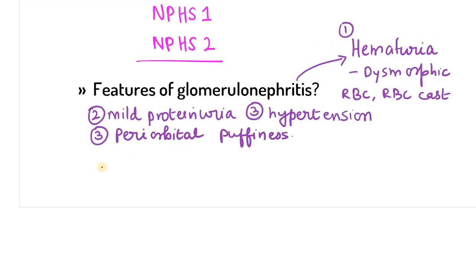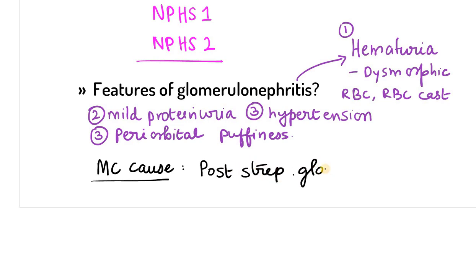And one last question here, they can ask you this, which is the most common cause of glomerulonephritis in children? What should be your answer? It is going to be post-streptococcal glomerulonephritis. Post-streptococcal glomerulonephritis. That is the overall most common cause of glomerulonephritis in children.